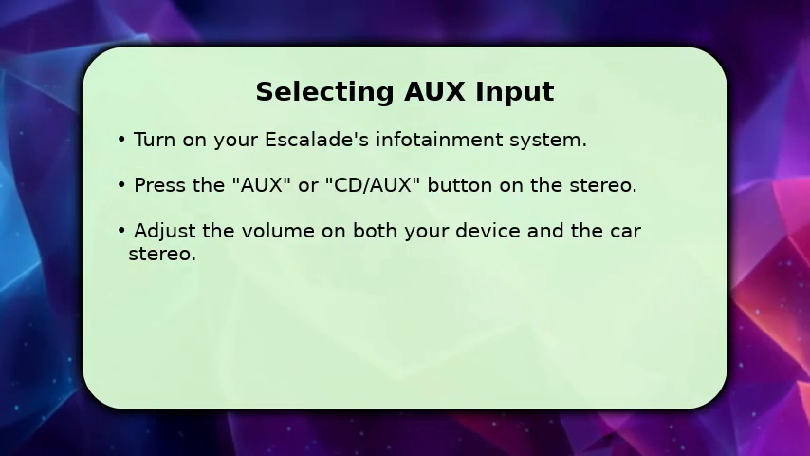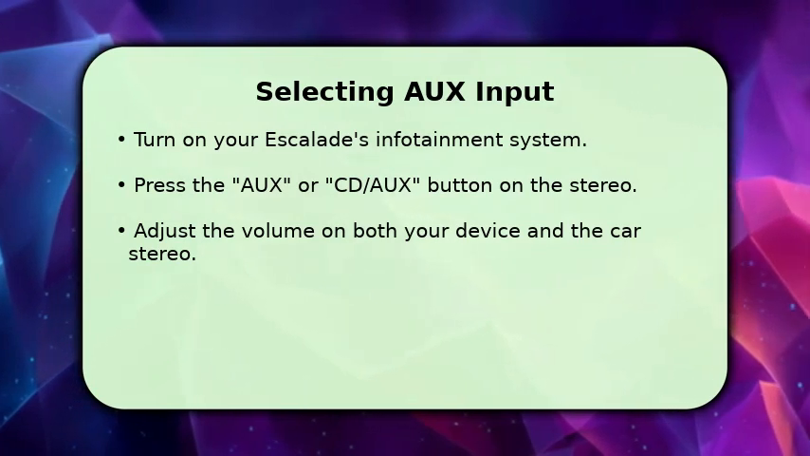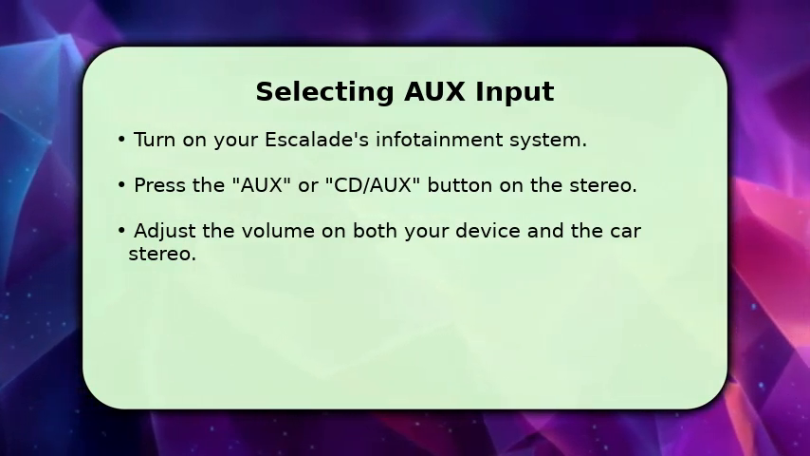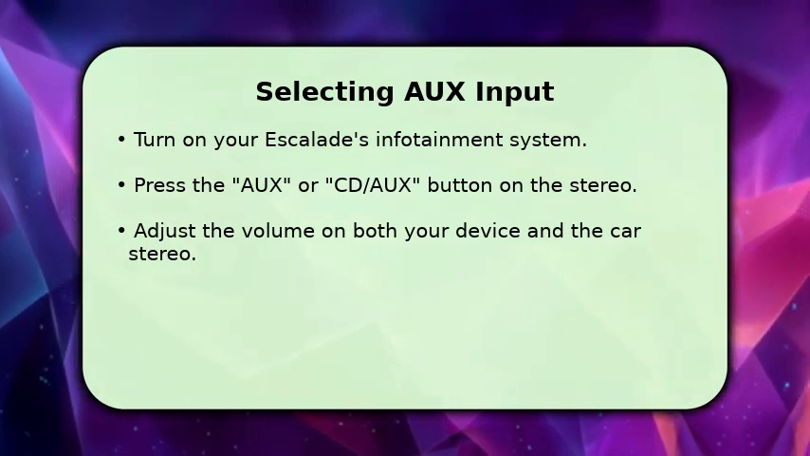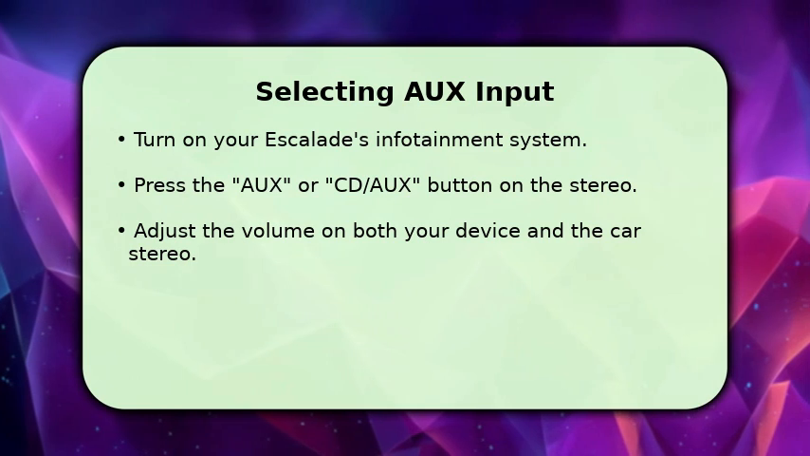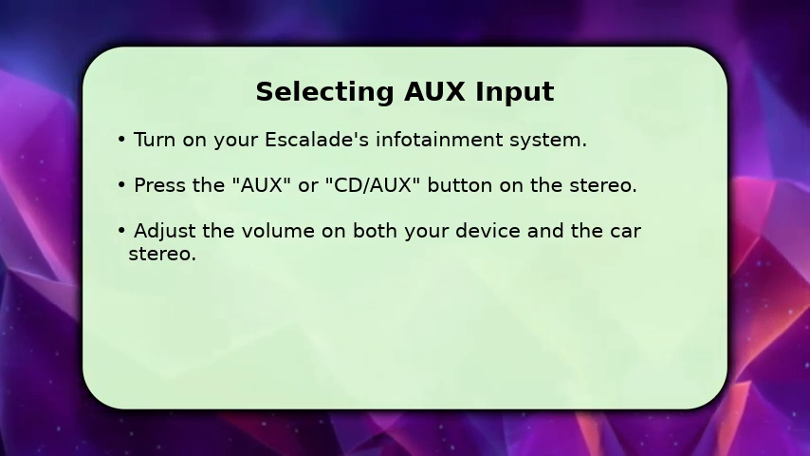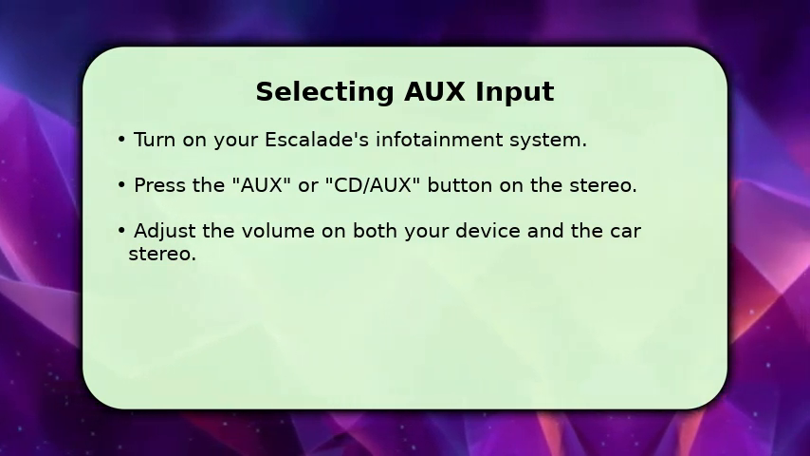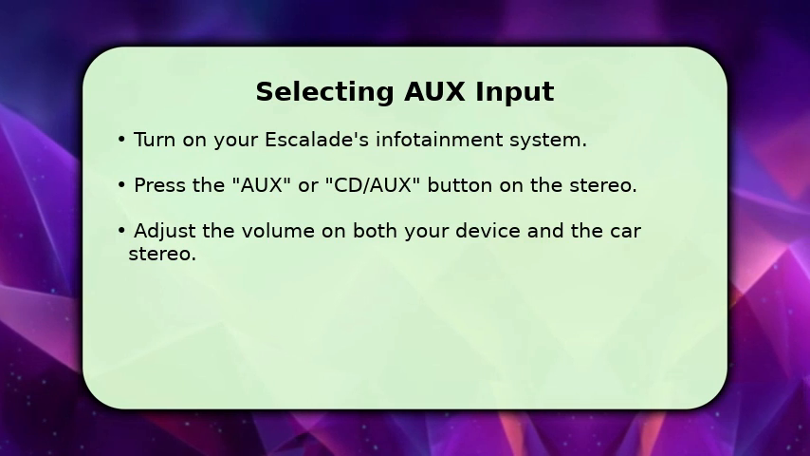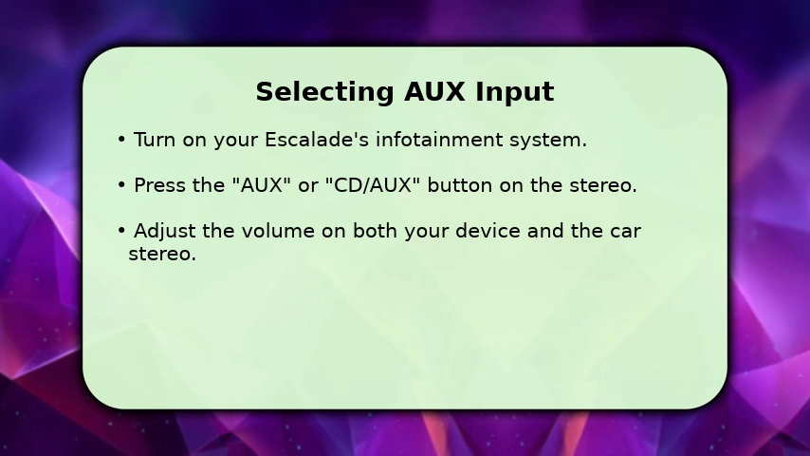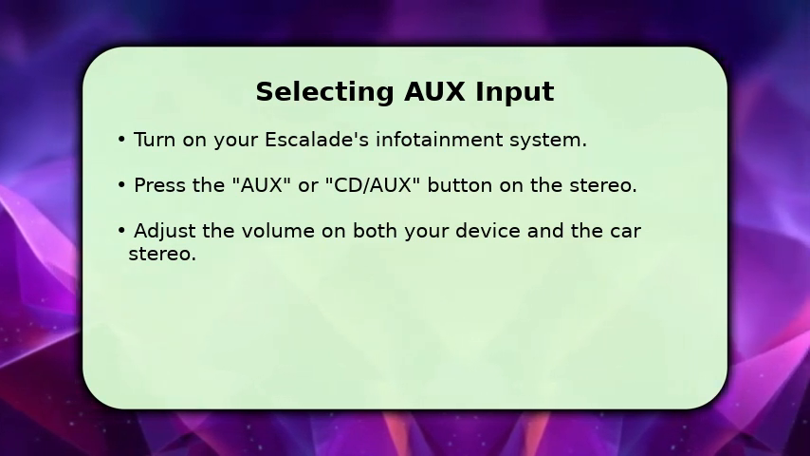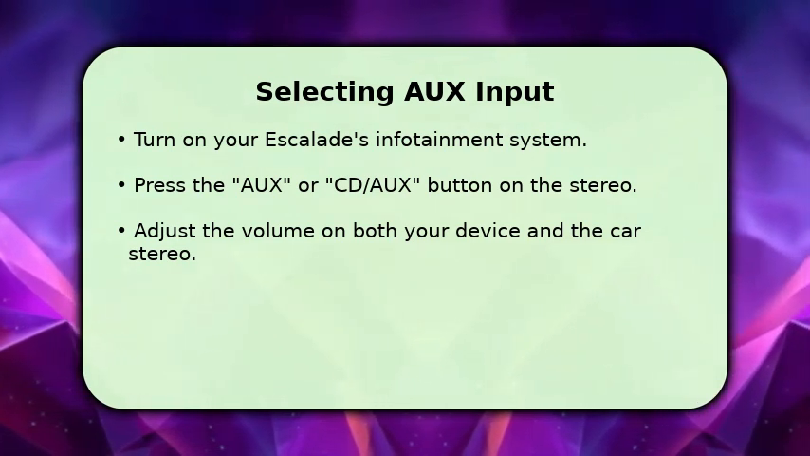With your device connected, the next step is to select the auxiliary input on your Escalade's stereo. Turn on your vehicle's infotainment system. Look for a button labeled AUX, or sometimes CD/AUX, on your stereo unit and press it. This will switch the audio source to the auxiliary input. Remember to adjust the volume on both your connected device and the car stereo for the best listening experience.